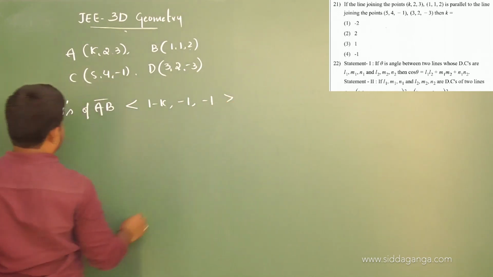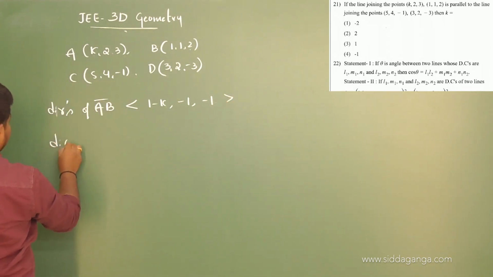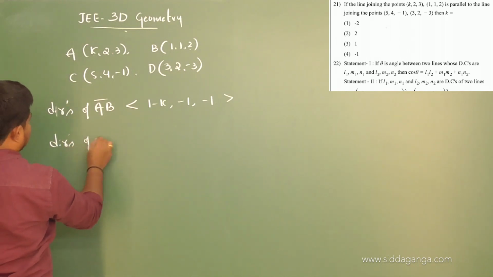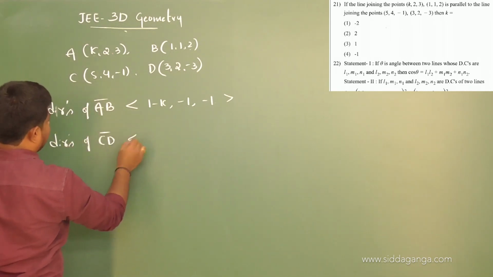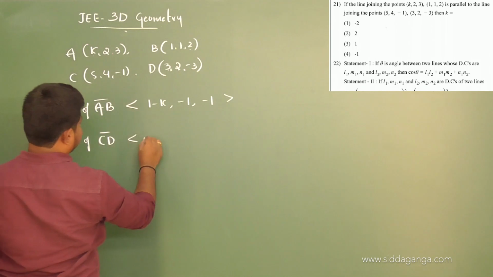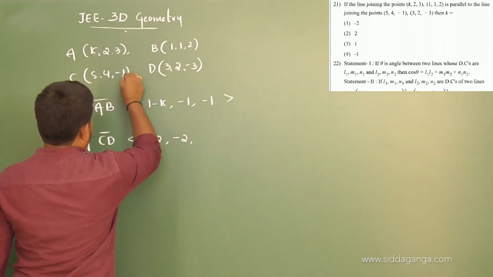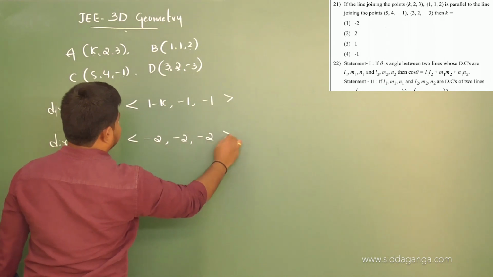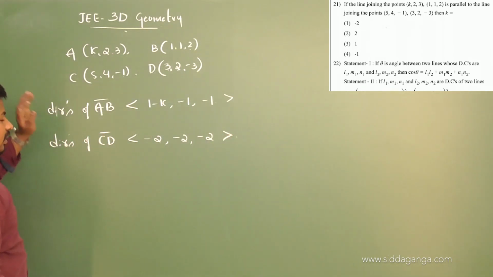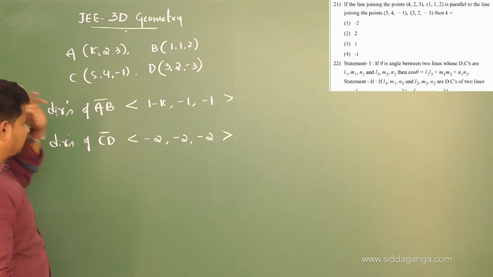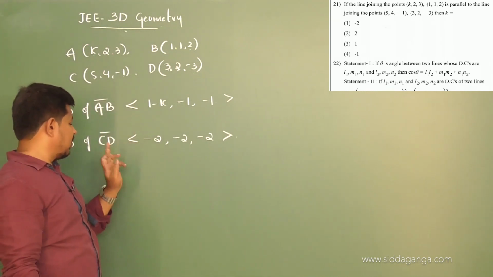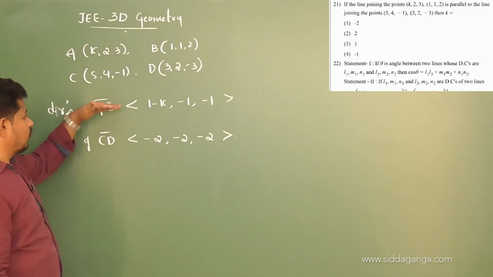And again the direction ratios of the line passing through C and D. So you get again 3 minus 5, 2 minus 4, and minus 3 minus of minus 1. So minus 3 plus 1 you get minus 2. So these are the direction ratios of the line AB and these are the direction ratios of the line CD, and they have said these two are parallel.